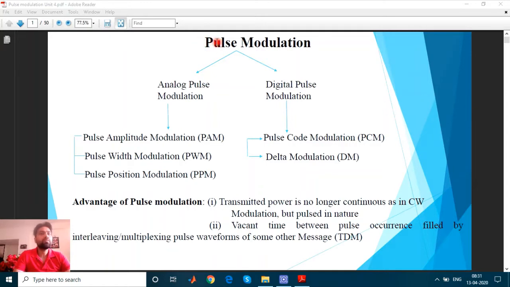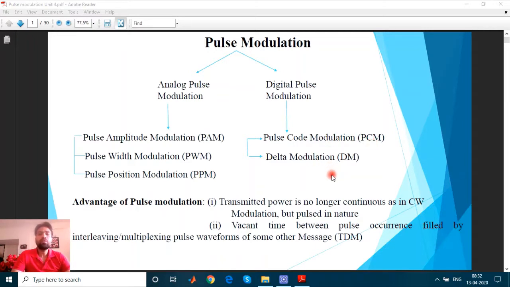First of all, we divide pulse modulation into two categories. First is called analog pulse modulation and second is called digital pulse modulation. Analog pulse modulation can be further divided into three categories: pulse amplitude modulation, pulse width modulation, and pulse position modulation. And for digital pulse modulation, we can divide it into two categories: pulse code modulation and delta modulation.